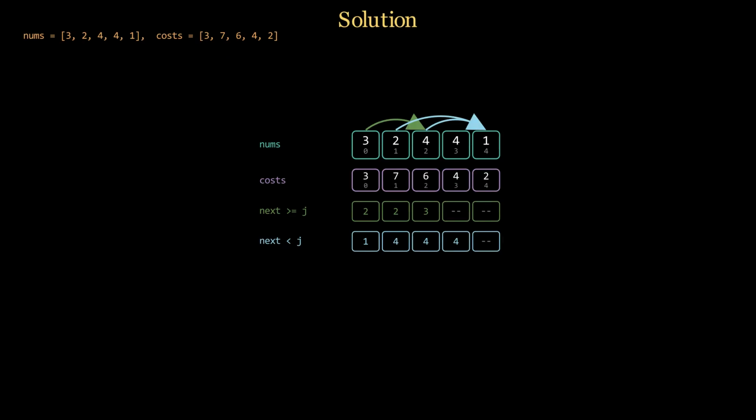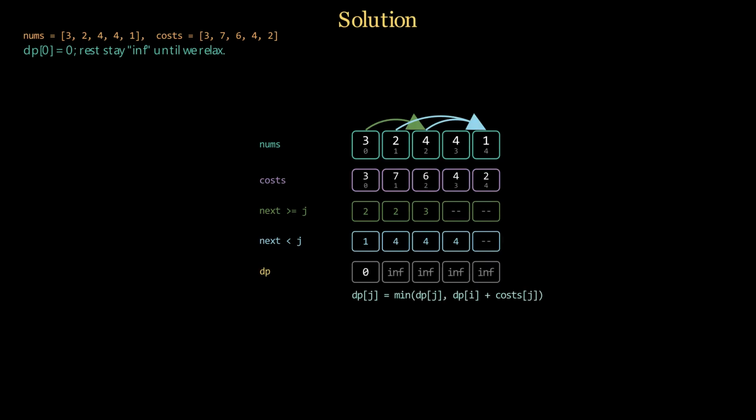We start at index 0 with cost 0. Every other DP cell begins at infinity until a real path reaches it. The price array costs tells you what you pay when you first land on an index. The goal is to push the minimum total forward all the way to the last index.